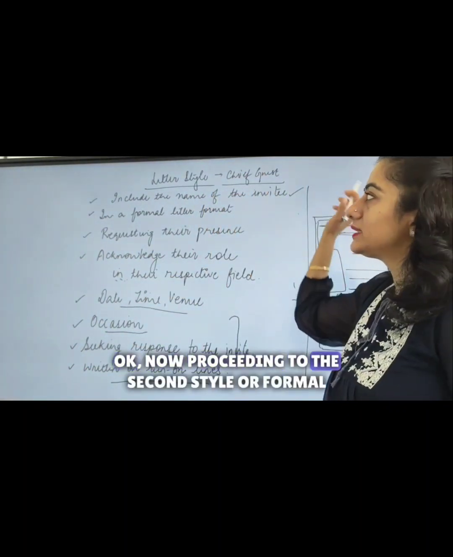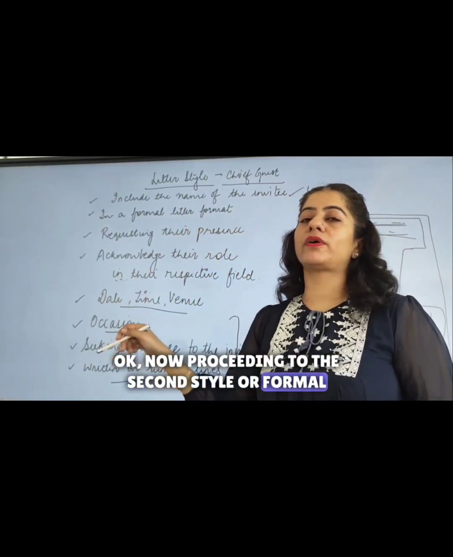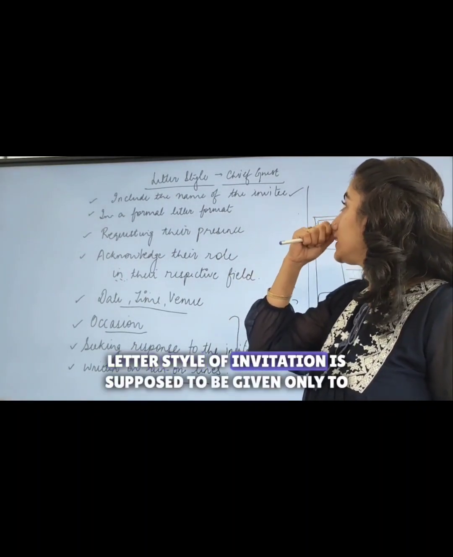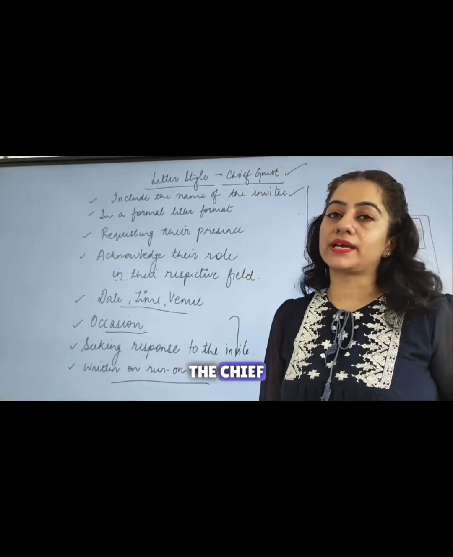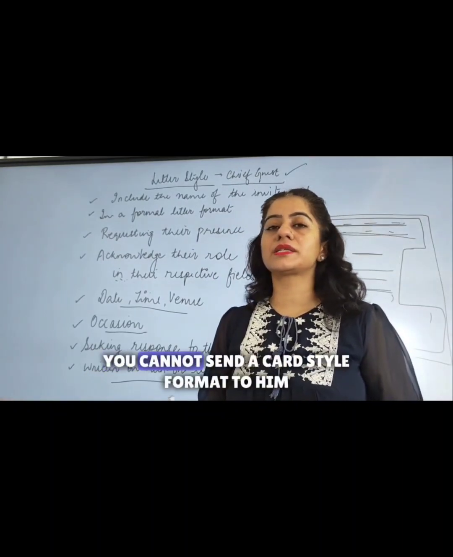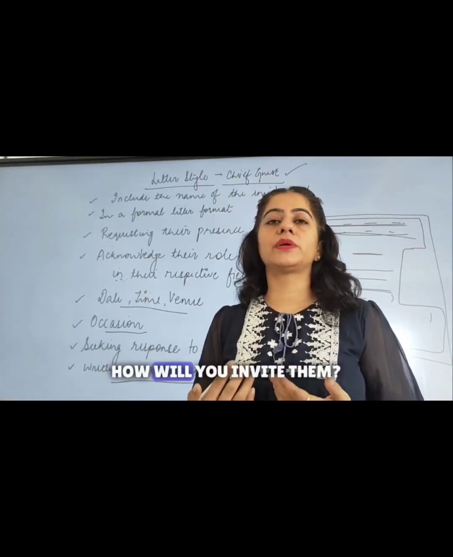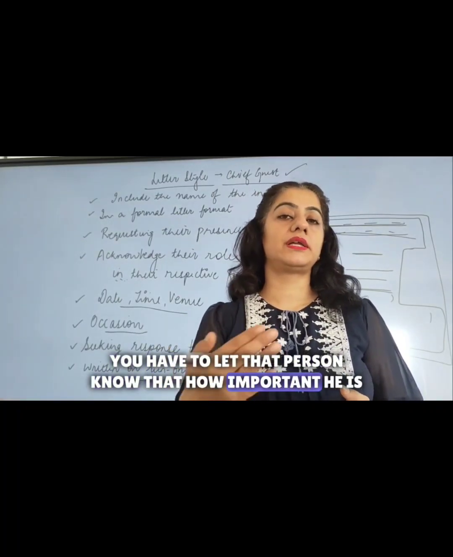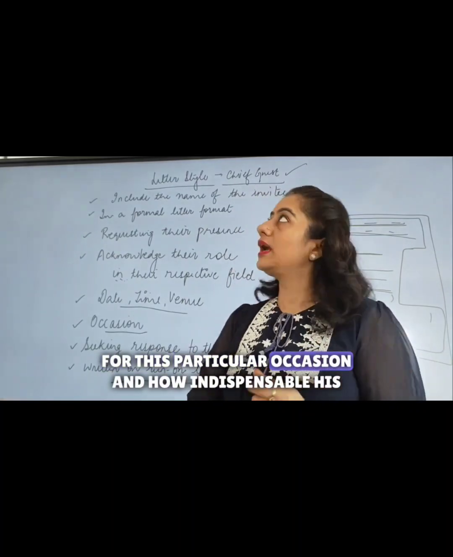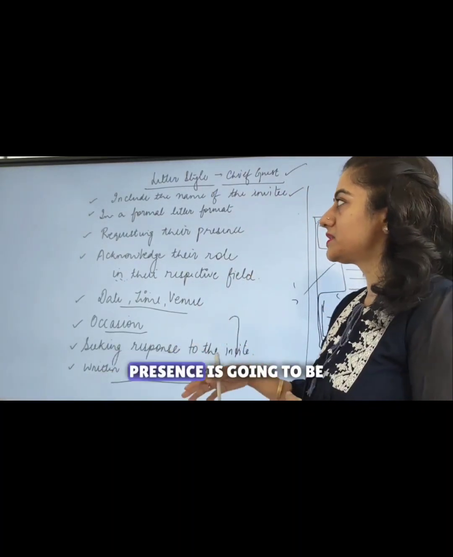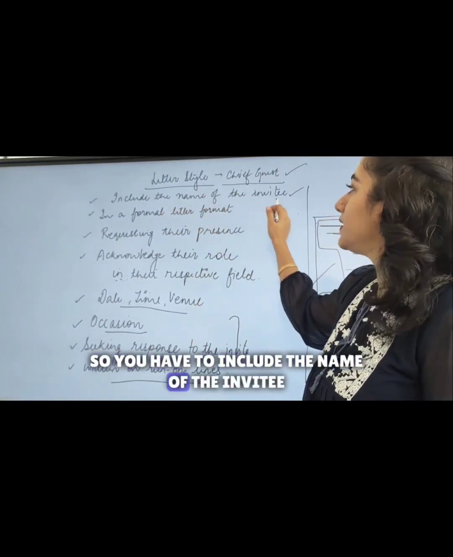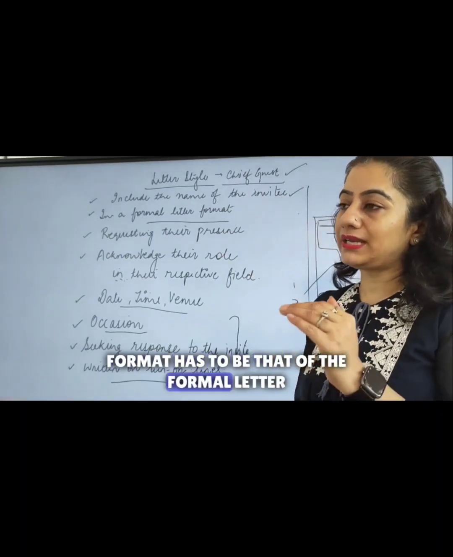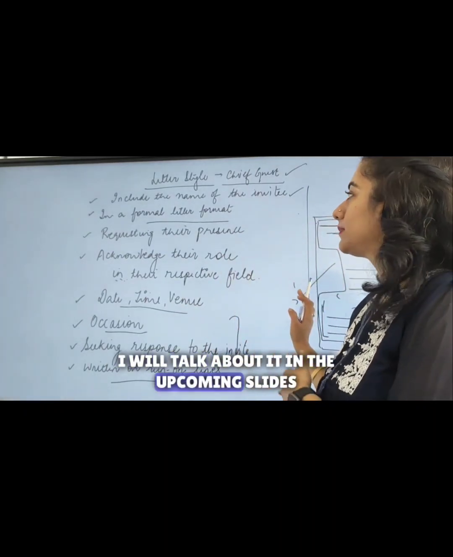Okay, now proceeding to the second style of formal invitation, that is the letter style. As informed earlier, the letter style of invitation is supposed to be given only to the chief guest. Whenever you're writing to the chief guest, you cannot send a card style format to him. How will you invite them? You have to give a personal touch to your letter. You have to let that person know how important he is for this particular occasion and how indispensable his presence is going to be. So you have to include the name of the invitee. It has to be in a formal letter format. I will talk about it in the upcoming slides.